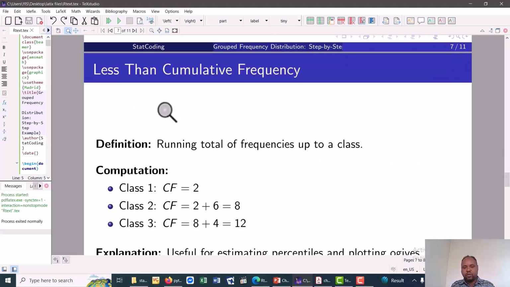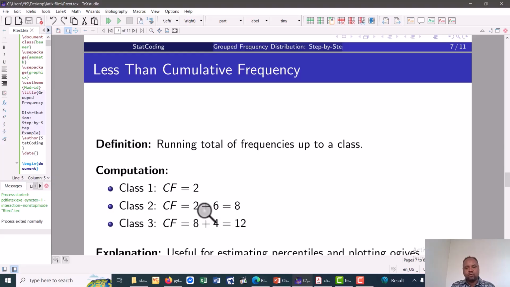Less than cumulative frequency is the running total of frequencies up to a given class. For example, the cumulative frequency of class 1 is 2. The cumulative frequency of class 2 is 2 plus 6, which is 8. The less than cumulative frequency of class 3 is 8 plus 4, which is 12. Meaning, how many students have a score of 19 and below? There are 2 students. How many students do we have whose score is 29 and below?